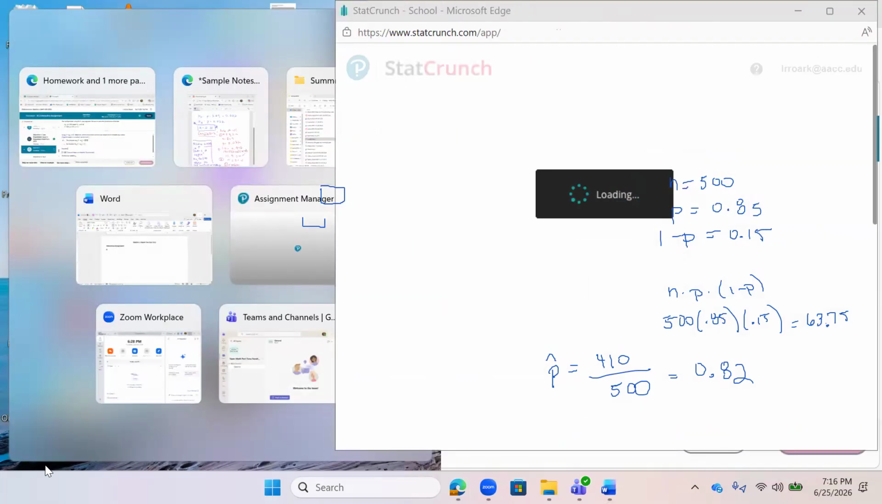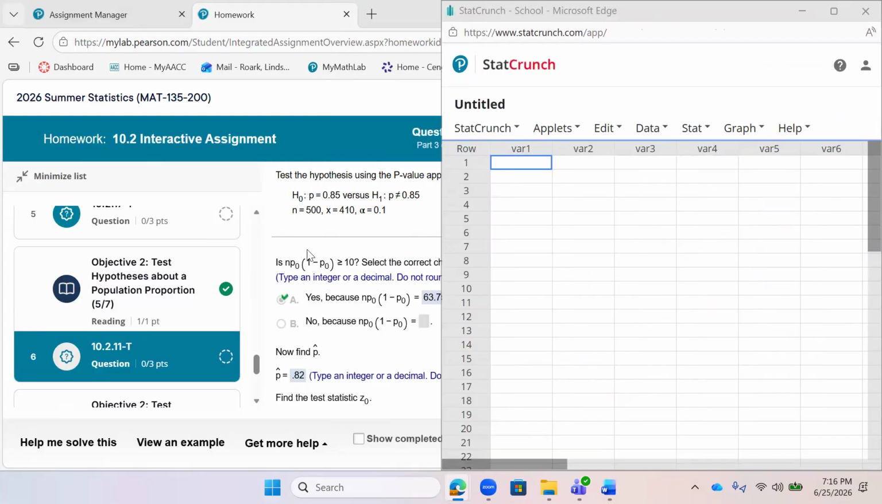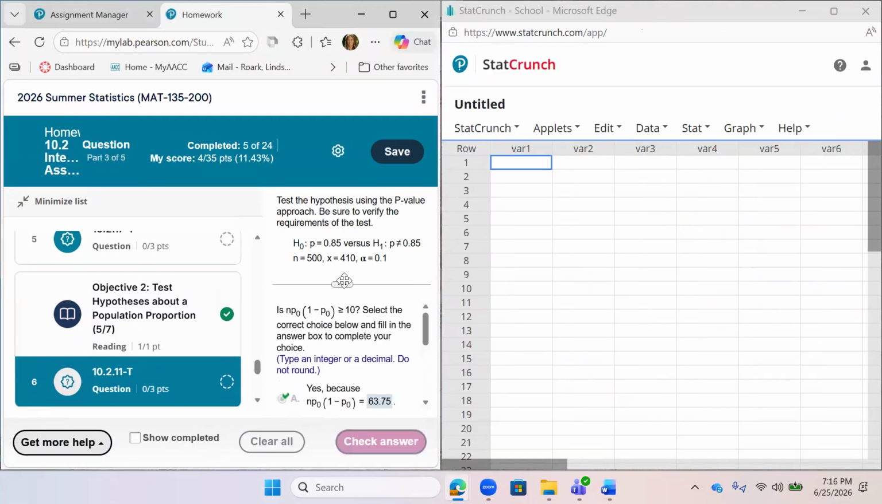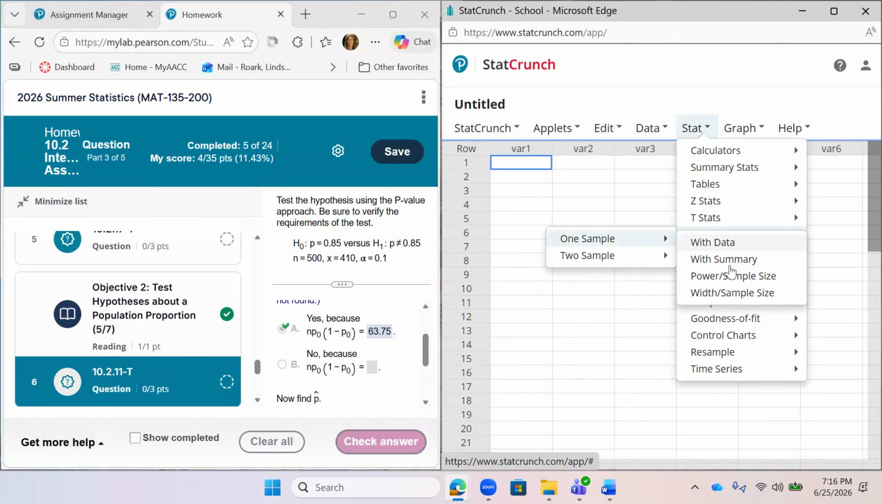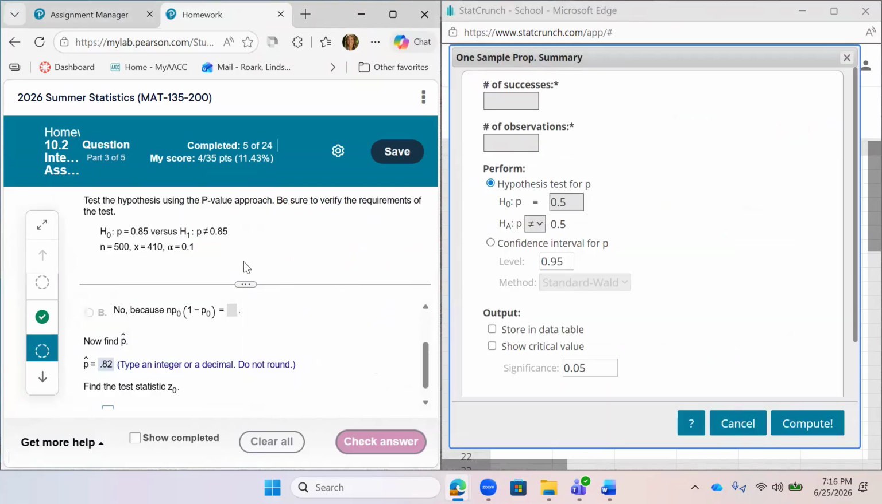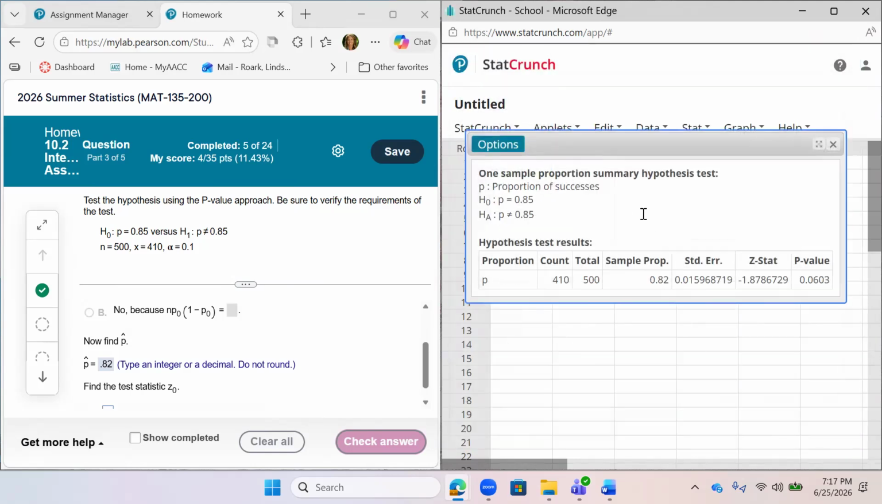Okay. And so we can just go ahead and pull up, let me clear this off just so we can see everything, StatCrunch again. And again, remember it's Stat, Proportion Stats, One Sample, With Summary. We can just say number of successes is 410, number of observations is 500. They told us already the null hypothesis is 0.85, and we're trying to see if there's enough evidence to say that it's not 0.85, which always cracks me up a little bit. Like, is it less or greater? I don't know. It's just not that.